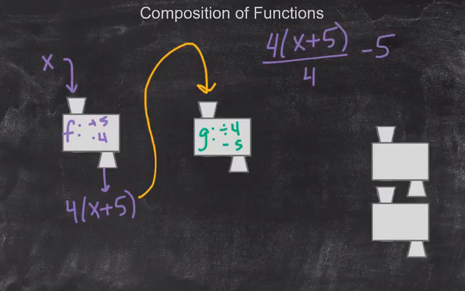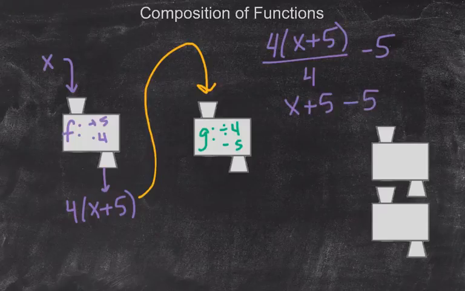So when I take 4 groups of something and divide it by 4, I just get one group of x plus 5. And when I do x plus 5 minus 5, I just get x. So my output here is x.